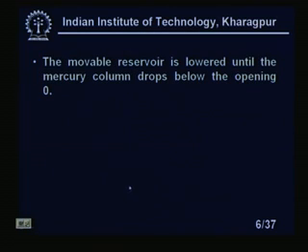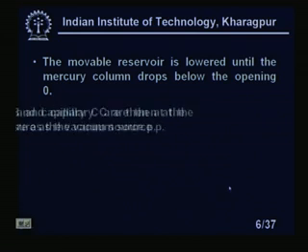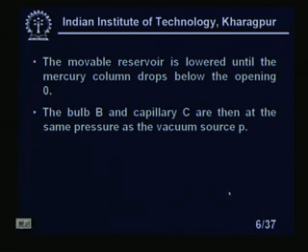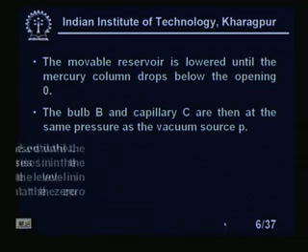The movable reservoir is lowered until the mercury column drops below the opening O. The bulb B and the capillary C are then at the same pressure as the vacuum source P. This is actually the pressure which I want to measure. This P is the pressure which I want to measure.